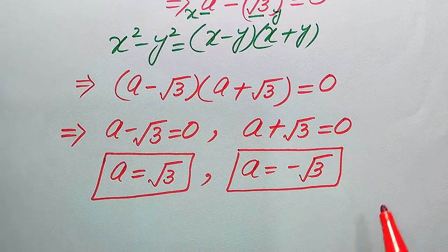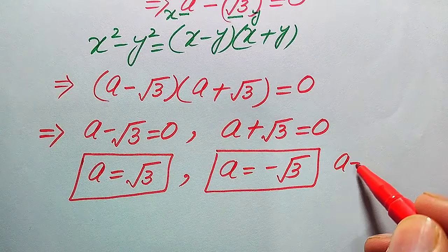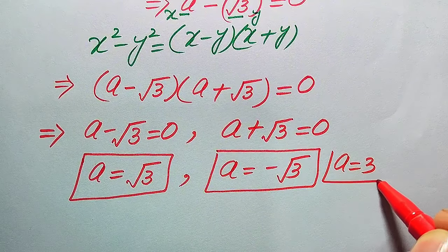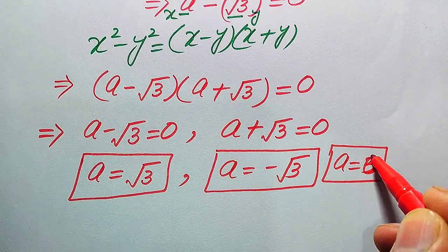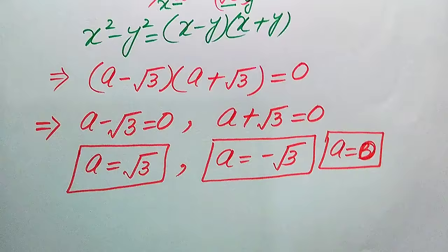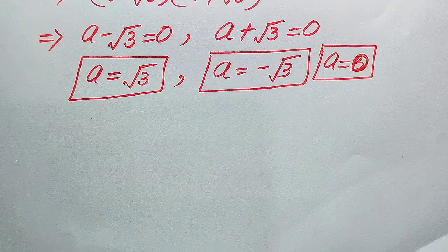So here we obtain that these are the three roots of the given equation, which we get here. So this is 0, and these are the three roots which we get in this method.